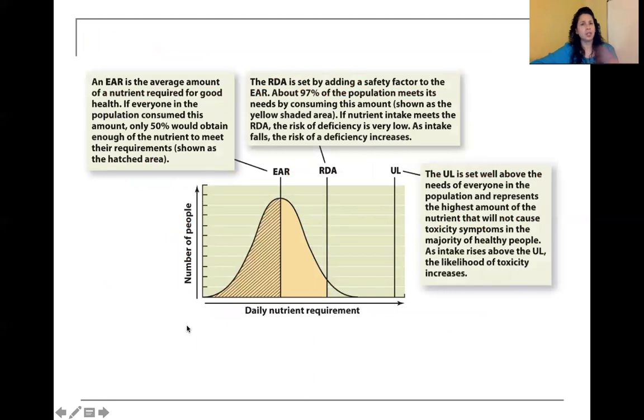All right, I'm not going to go through this, but as you can see by this picture here, what we're saying is the EAR is kind of the average for most people, but the RDA says, I want to make sure that we capture 98% of our US population, make sure that they're getting those nutrients they need. And then over here we have the ULs, which says way out here, now these different nutrients or vitamins or minerals can become toxic.